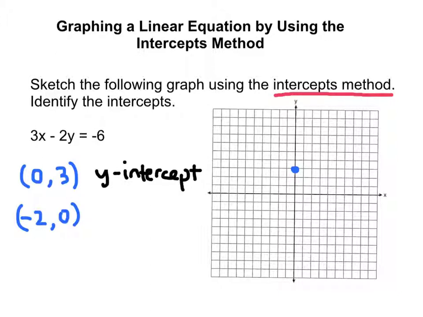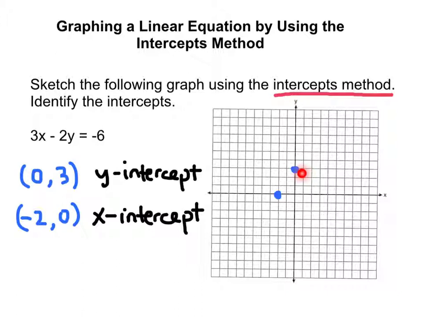I'll also plot negative 2, 0. Starting at the origin, we will move left 2 units and not move up or down to get our point. We'll notice that point lies on the x-axis, the horizontal axis. So we can label it just by looking at it. So we have both of our intercepts plotted.